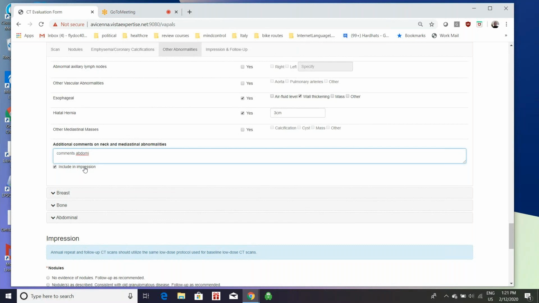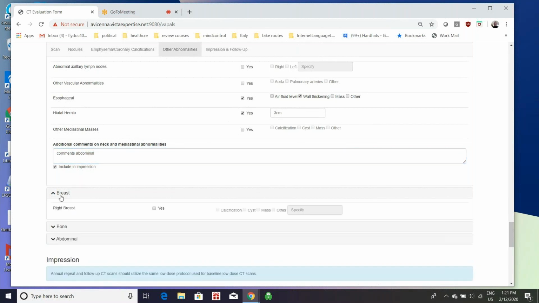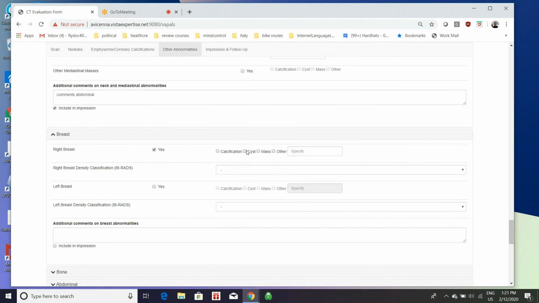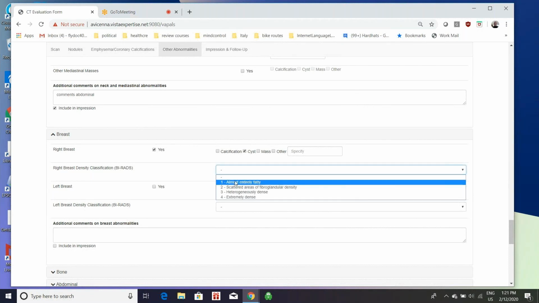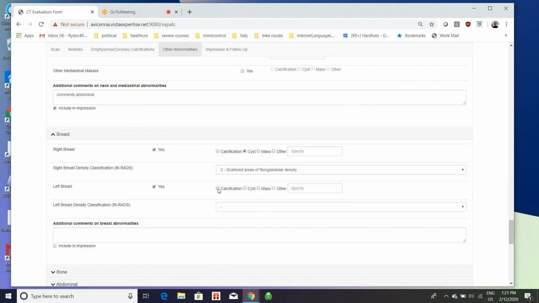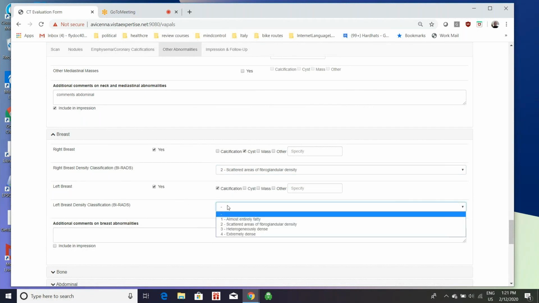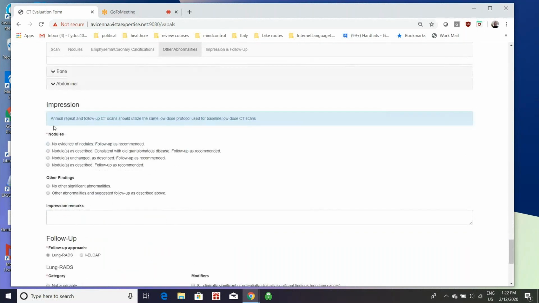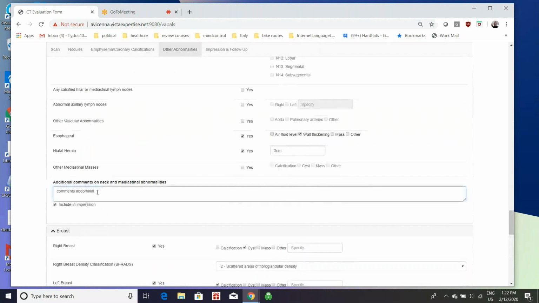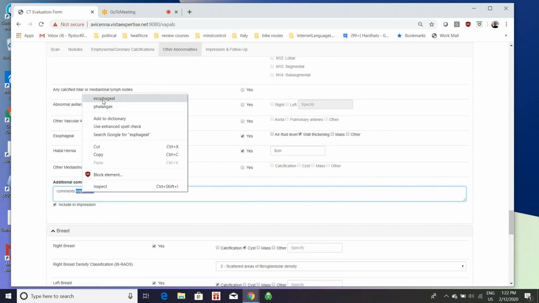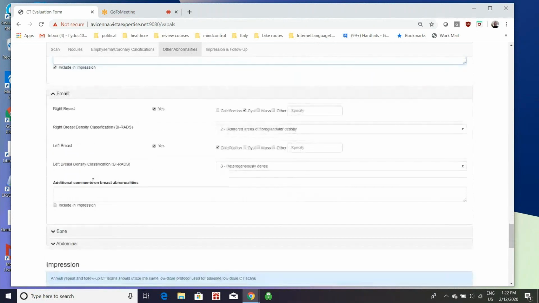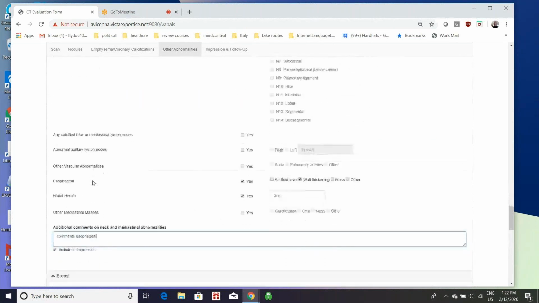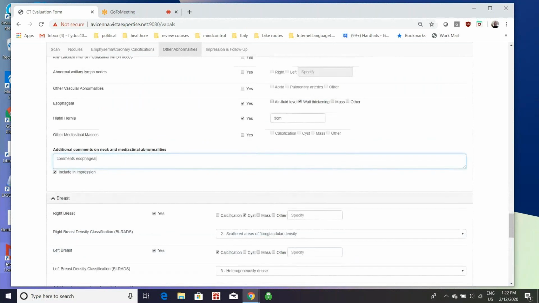abdominal, and breasts can have some mass or cysts. You can call the actual parts of this. Where was I here? Oh, this must have been esophagus. Okay, you can see above it says neck, and mediastinal abnormalities. We're in the mediastinum, above the comments. Well, I'll just leave it there for now.